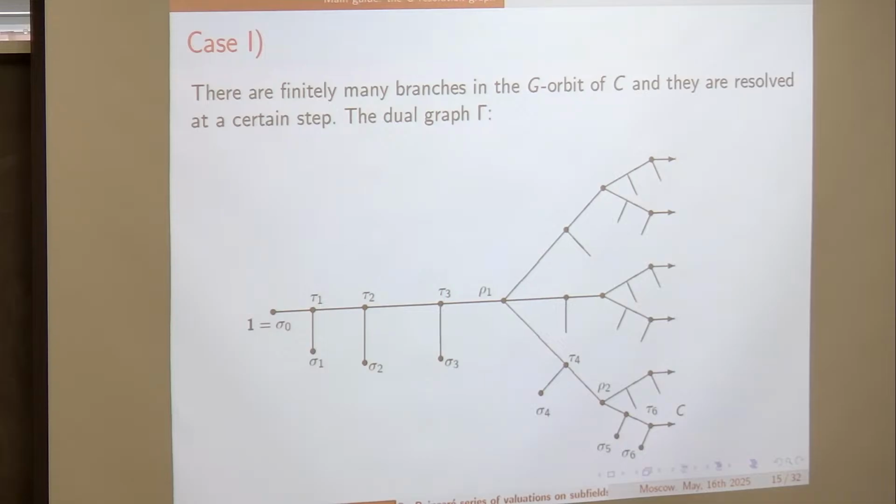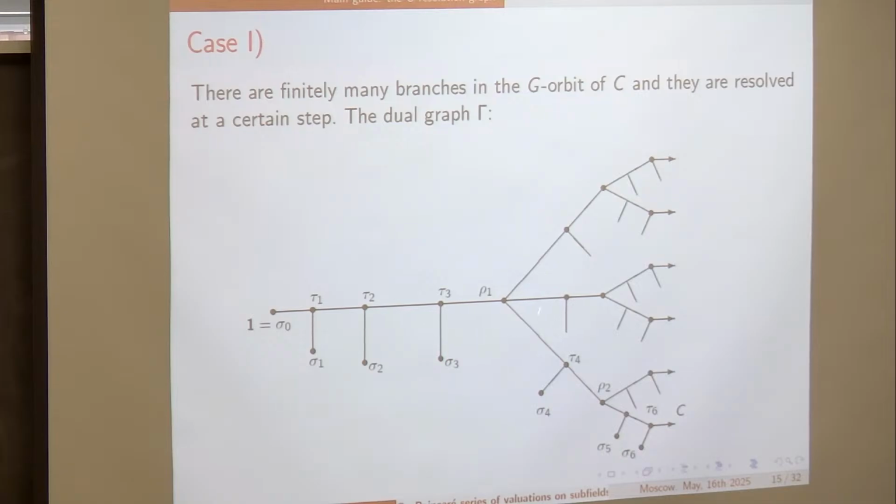That means you have the group G, you have the curve C, you have the conjugates of C. The group G, of course, is infinite. So in principle, you could have an infinite number of branches. But here, case one is the case in which you have finitely many, and also they are resolved at a certain step. That means that you arrive at a moment in which all the conjugate branches are resolved. So the shape of the graph is like this. This is, of course, a particular case with 6 endpoints.